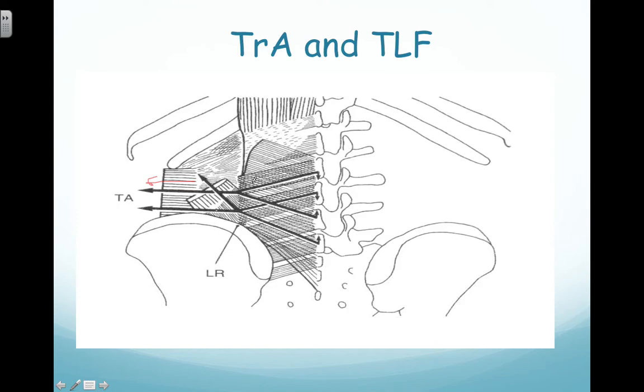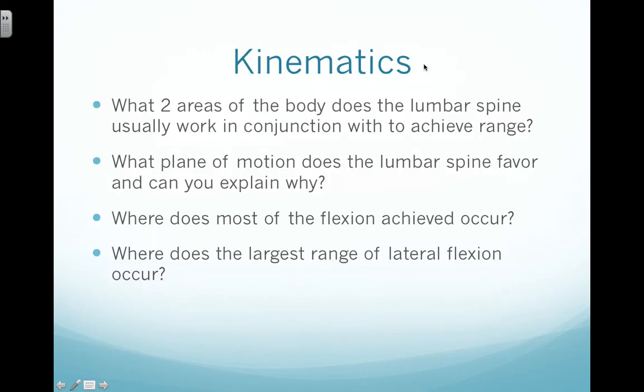You know, the lumbar spine undergoes so much compressive forces because of the tension of those muscles around it, so the thoracolumbar fascia provides some of that extra stability that we need. Okay, let's jump into kinematics.